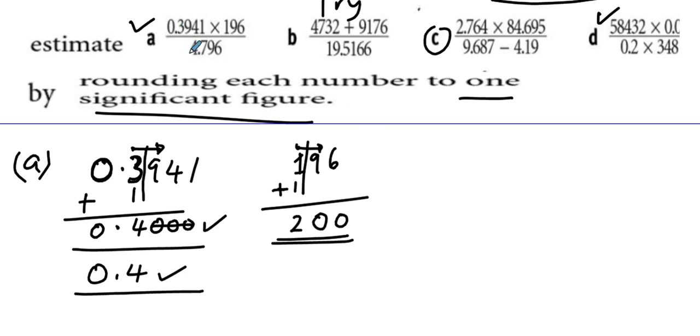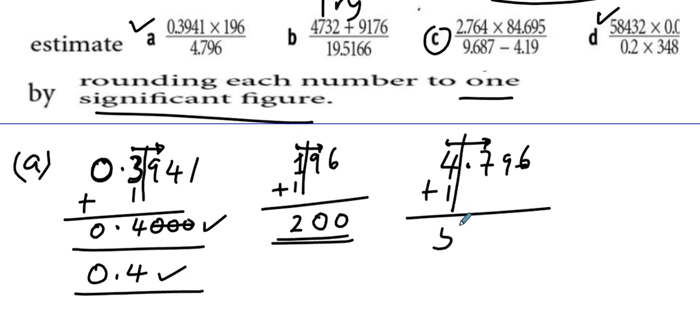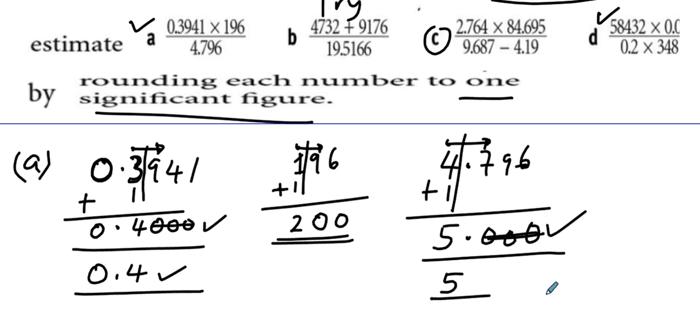Okay, we have this, and then we have 4.796. Okay, one significant figure, check on the right, there is 7. 7 is bigger than half, you add 1. This will be 5 points 796. 7 becomes 0, 9 becomes 0, 6 becomes 0. This is the first answer. Second answer will be when you cancel these zeros, you remain with 5.